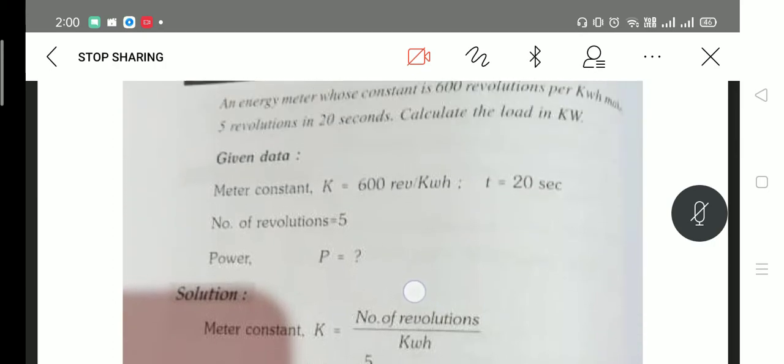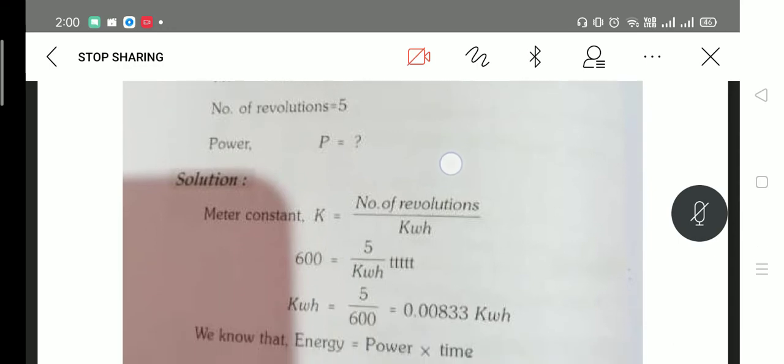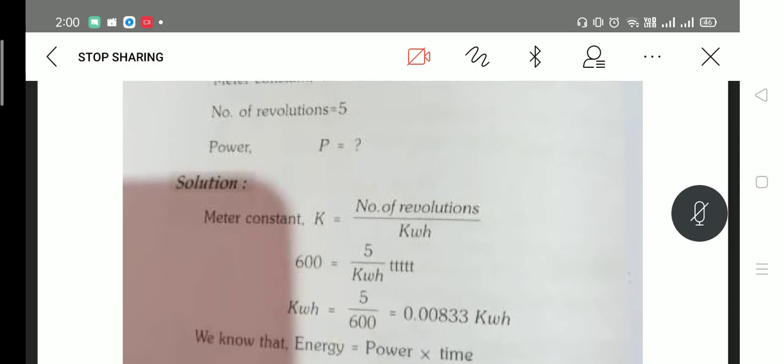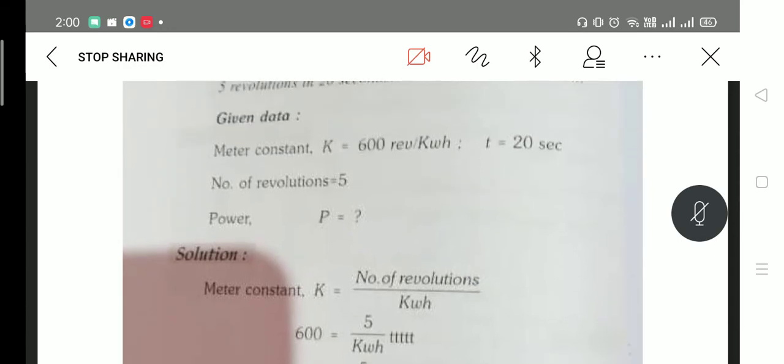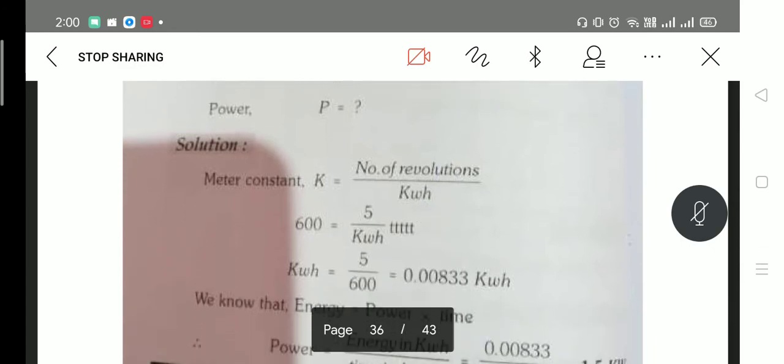The K value is 600. So, 600 is equal to 5 by kilowatt hour, where the number of revolutions is 5. So, from this kilowatt hour equal to 5 by 600, that is 0.00833 kilowatt hour. This is the energy in this instrument, right?